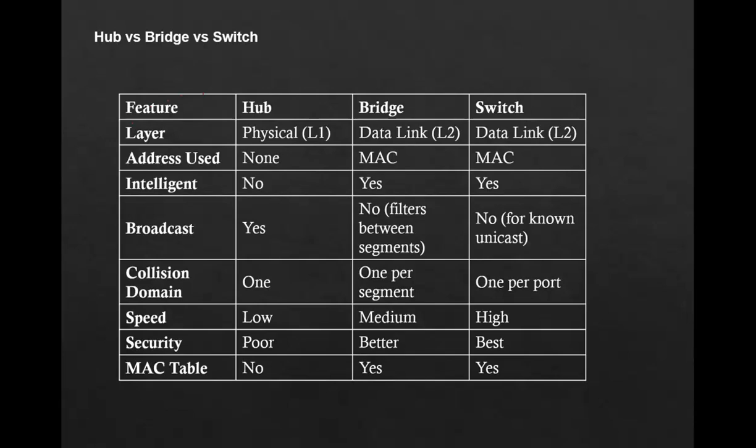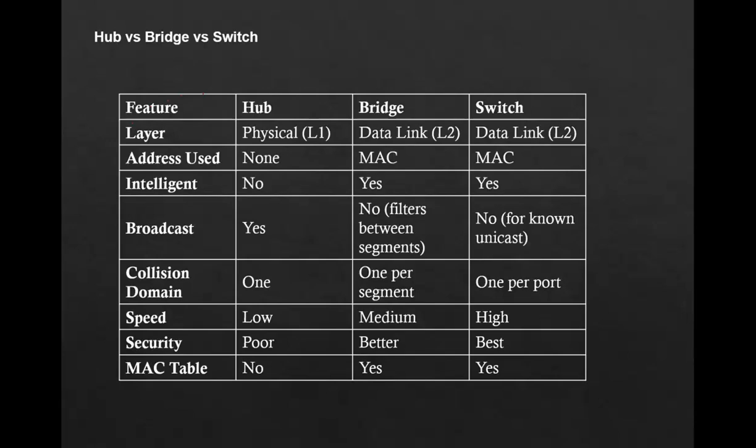Does the hub broadcast? Yes. Bridge? No. It filters between LAN segments. Switch also doesn't broadcast, except for a few, for known unicast. Done. What about the collision domain? It's only one for the hub, one per segment for the bridge, one per port for the switch.